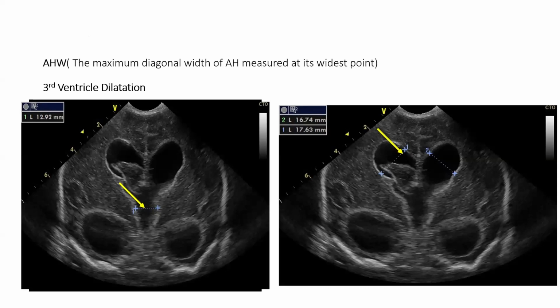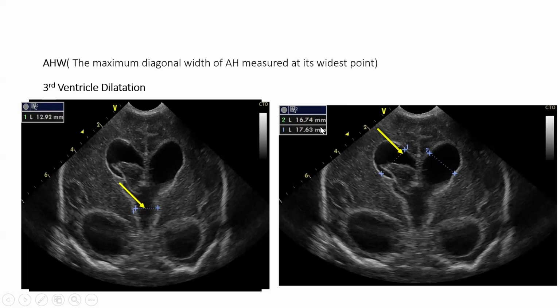Okay, so this is, did you see it? Yeah, your third ventricle slide is visible. So this is your anterior horn width. How can you see it? In the same foramen of Monro view, you have to measure the diagonal width of the anterior horn, the maximum width, medial to lateral wall of the lateral ventricle, and you can see this parameter on the left-hand side. The number is 16 and 17. It is very high.